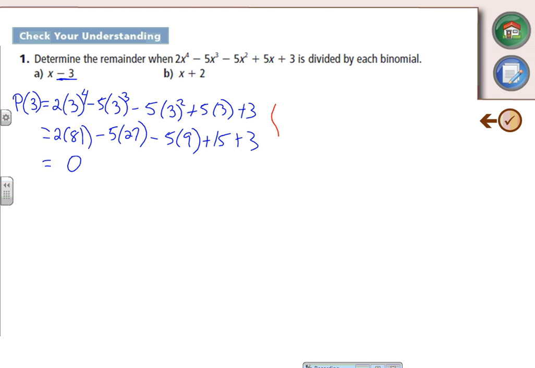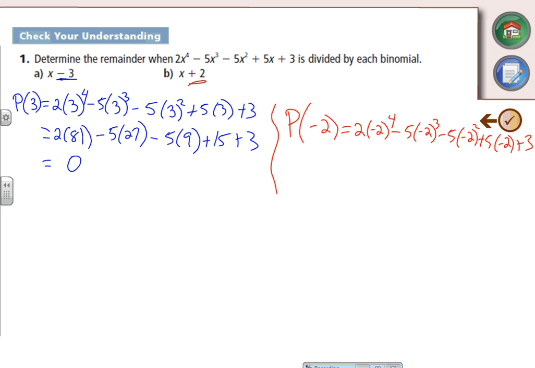All right, let's try x plus 2. Same process. We're using P at negative 2. Gives you 2 times negative 2 to the 4th minus 5 times negative 2 cubed minus 5 times negative 2 squared and plus 5 times negative 2 and plus a 3 on the end there.